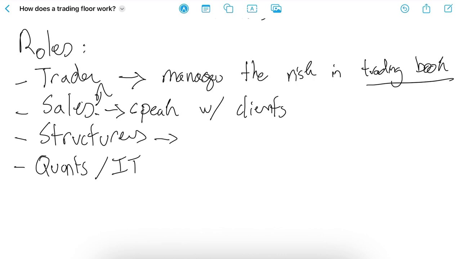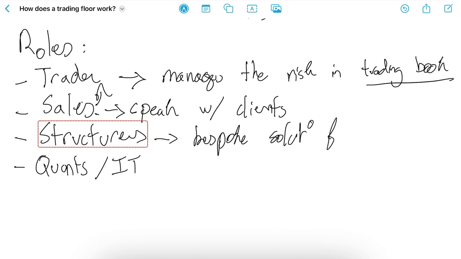Finally, you have the structurers. The structurers, they make bespoke solutions for clients. So let's say that a client has a very specific request about a very specific financial product that doesn't exist, then the structurers will be the ones to design this product. So they will be quite math savvy and have a good knowledge of the different financial products that exist. So they make bespoke products or solutions for the clients.